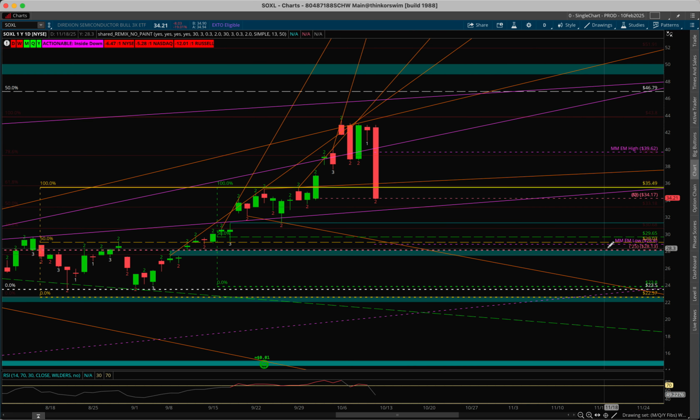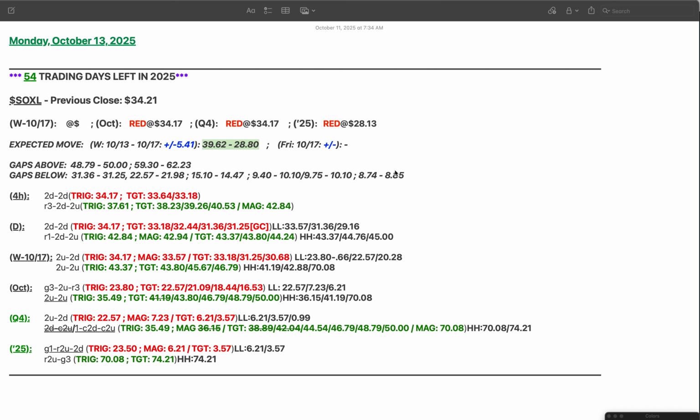All right. So again, market makers expected move low is down here. Good probability that we could come down and bounce off of this level. Let's go ahead and go to our notes so we can look at the actual numbers here, right?